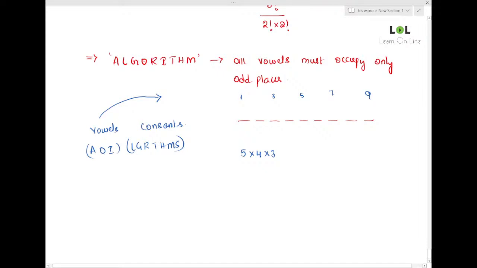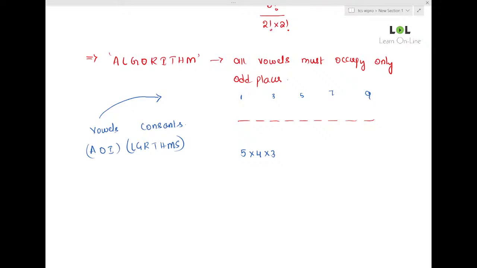Now, guys, 3 vowels are arranged. Now you tell me how many places are occupied so far? Out of 9 places, how many places are occupied so far? 3 places, right? 3 vowels took 3 places. Still, how many places are there? 6 places are there. Out of 9 places, 3 places are occupied. Still 6 places are there.